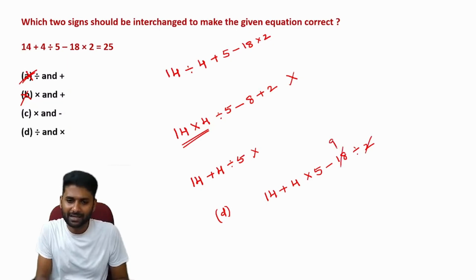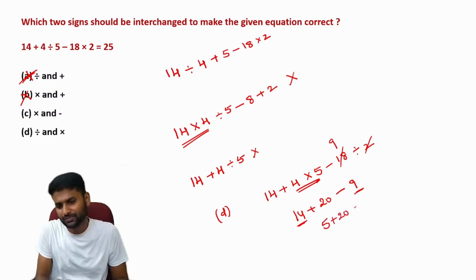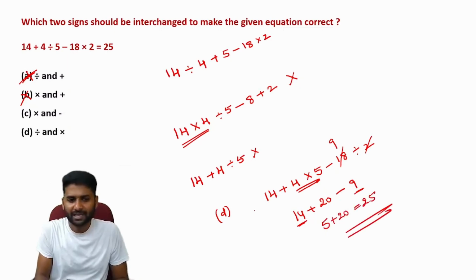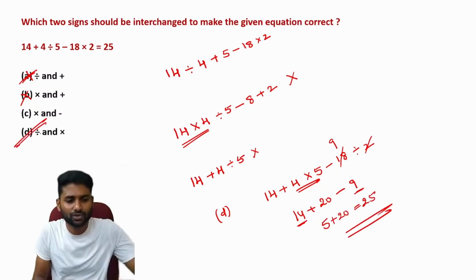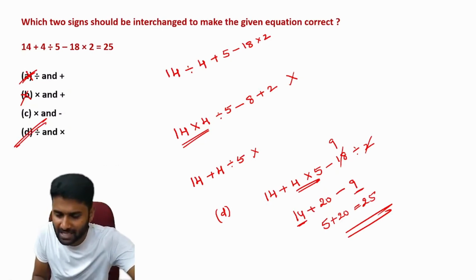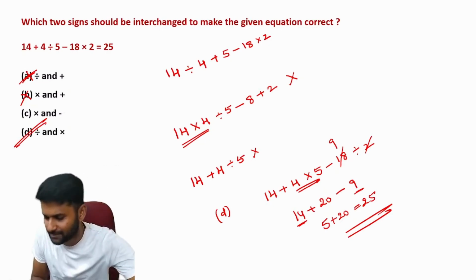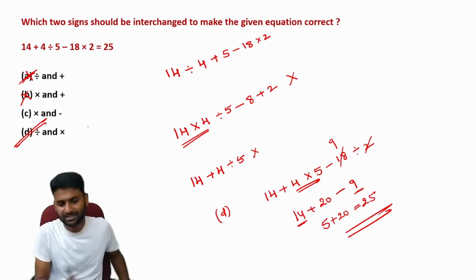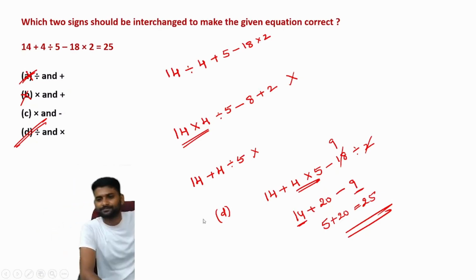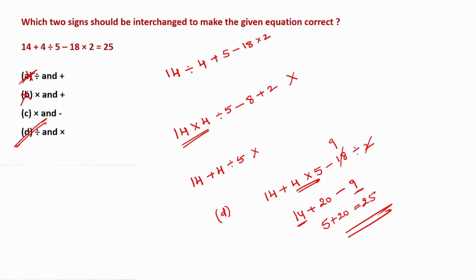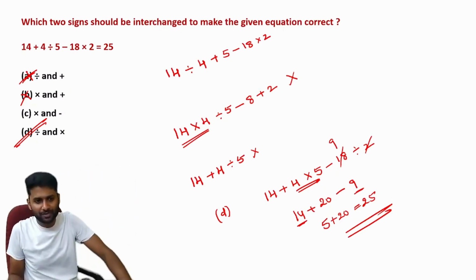18 divided by 2 is exactly 9. So 4 into 5 is 20, and just subtract the 9. 14 minus 9, see the difference of 5 units. 5 plus 20 is equal to 25. Yes, if you interchange both division and multiplication, then the left and right hand side values are the same. So D is the suitable answer. These kinds of questions you have to solve through option verification.